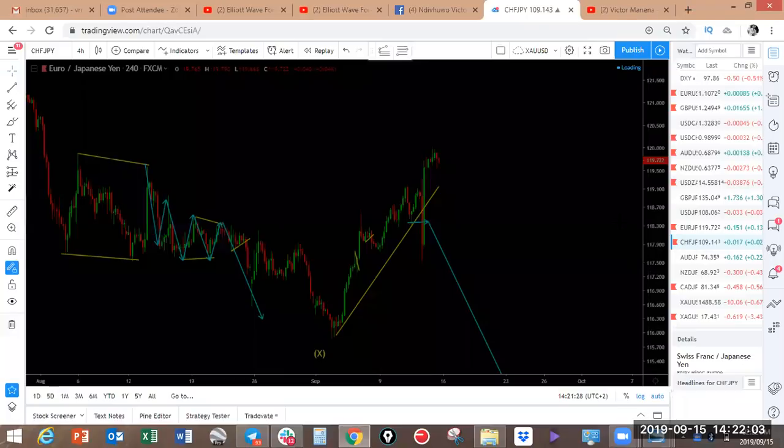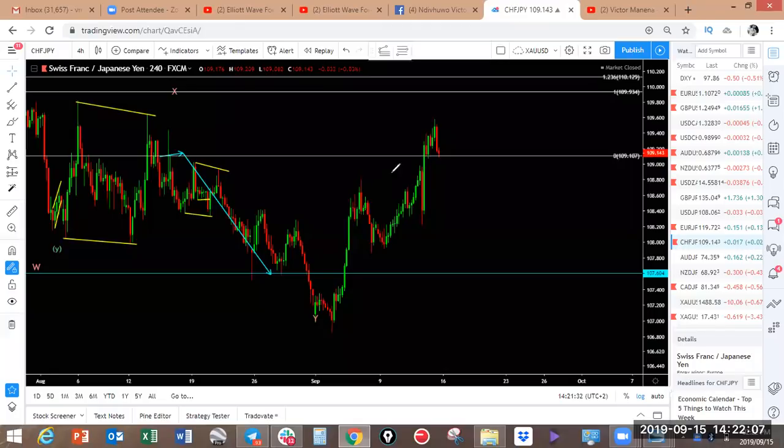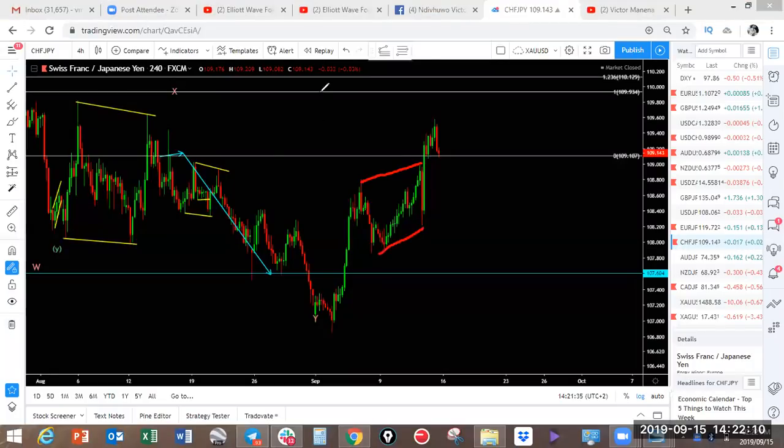CHFJPY. Similar, you've got a three-wave move. In this case, it's a little bit different because now you have this here. You have an A, you don't have a WXY like you have on the euro. You've got an A, B, and you're looking for this to complete the C to the upside. Don't let this pullback scare you. That's what they do at the end of the market too. So you can think that when the market opens, you're going to resume the move lower. This is just going to make a correction and it's going to push higher. Okay, so that is CHFJPY.